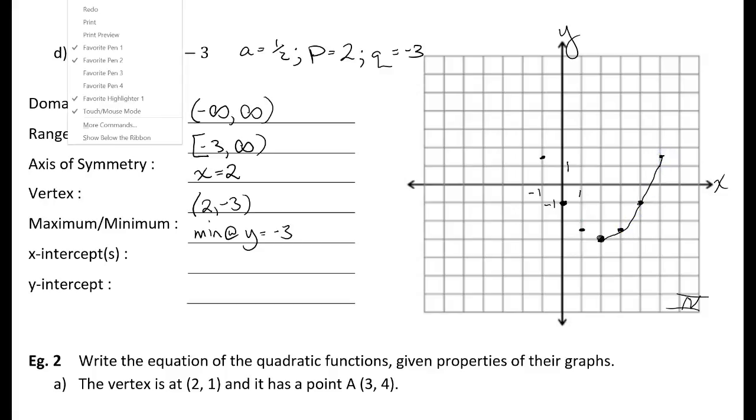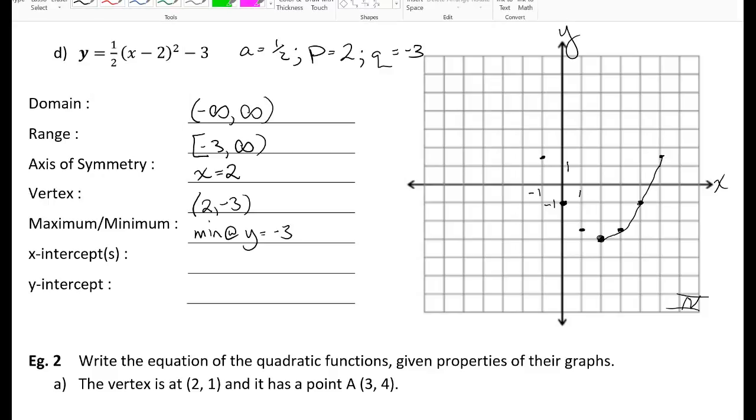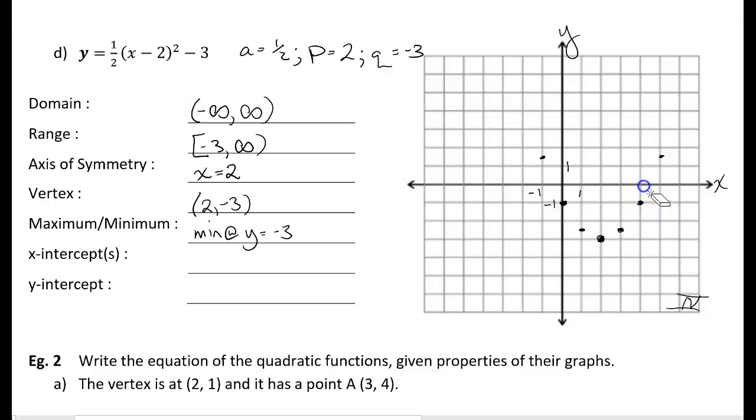That is super ugly. My apologies, I'm using a different stylus today. Okay, make sure it's kind of curvy in and around our vertex. Try and make it sort of symmetrical.